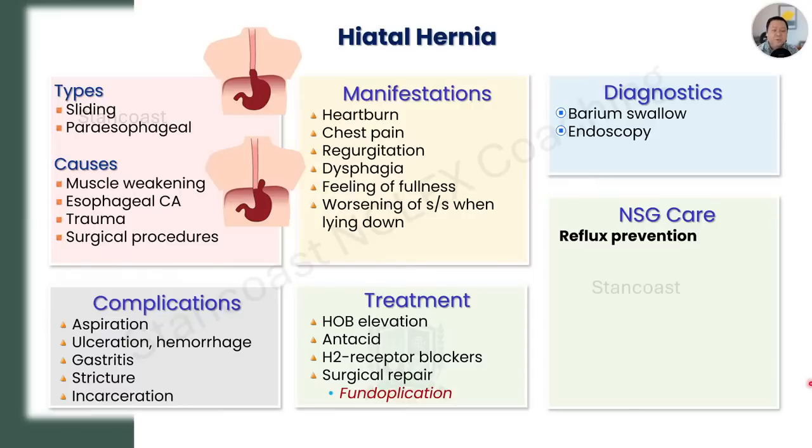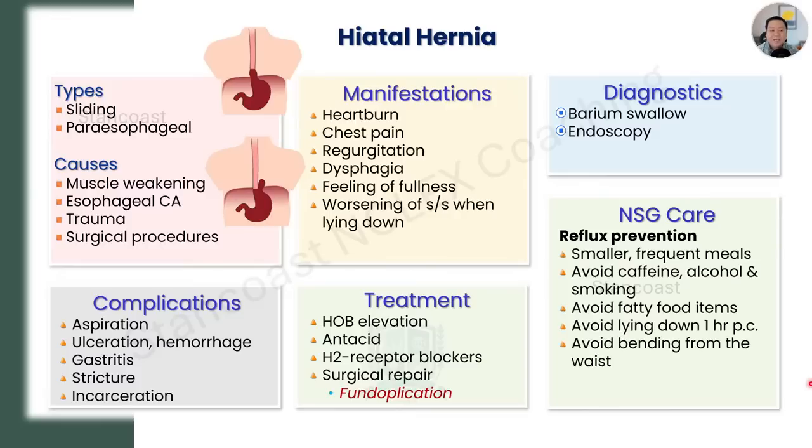So this can include having the patient eat smaller, more frequent meals, avoiding caffeine and alcohol, which can stimulate gastric secretion. We're going to have to have the patient refrain from smoking because this can worsen the reflux, avoiding fatty foods that might delay gastric emptying, and also making sure that our patient is not going to lie down right away after a meal. So they have to wait at least about an hour before doing that. And also to lose weight and avoid bending from the waist, which can aggravate the hiatal hernia.